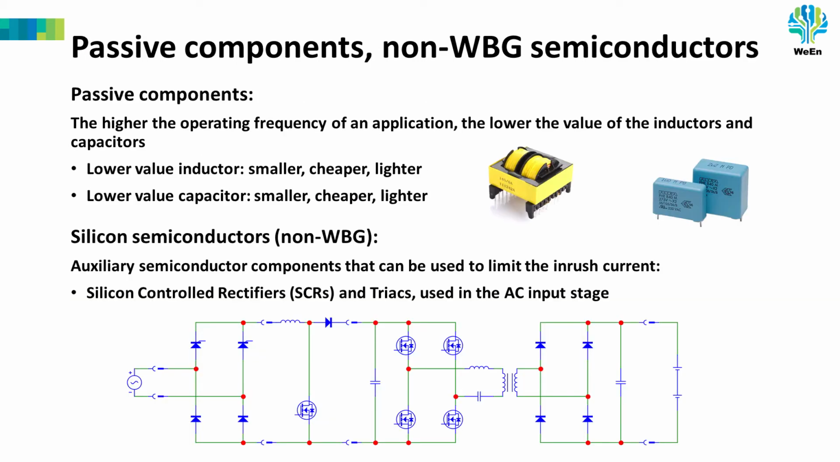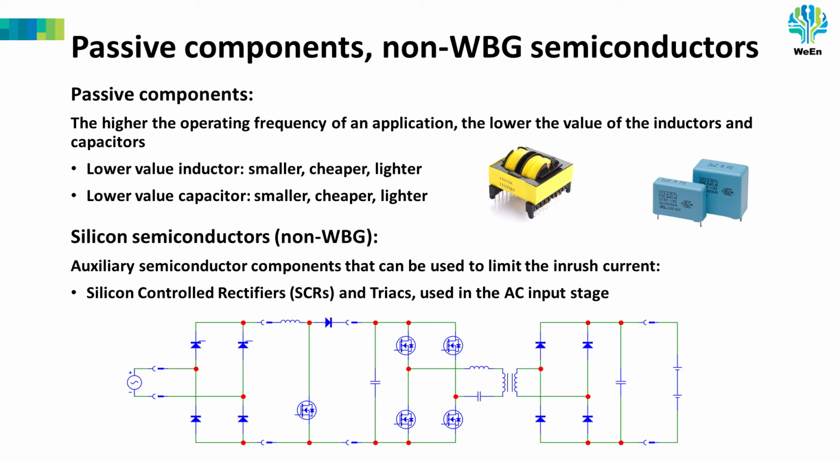Now let's have a look at the passive components and some non-wide bandgap semiconductors that can also be used in EV chargers and onboard chargers. First, we have a look at the passive components. The higher the operating frequency of an application, the lower the value of the inductors and the capacitors. If you have a lower value inductor, it is smaller, cheaper, and lighter. And also, if you have a lower value capacitor, it is smaller, cheaper, and lighter.